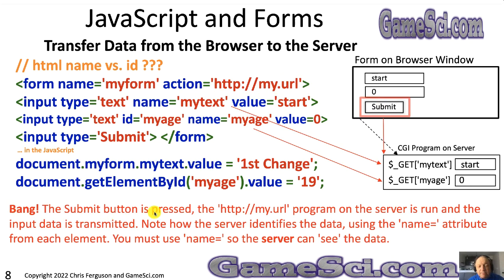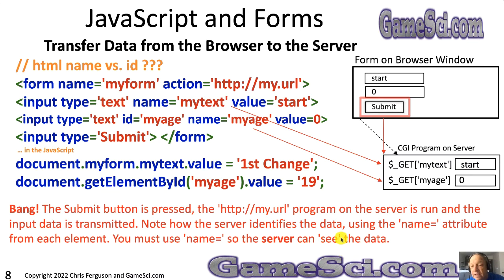Bang! The submit button is pressed, the HTTP my URL program on the server is run, and the input data is transmitted to the server. Note how the server identifies the data using the name equals attributes from each element. You must use name equals so the server can see the data.